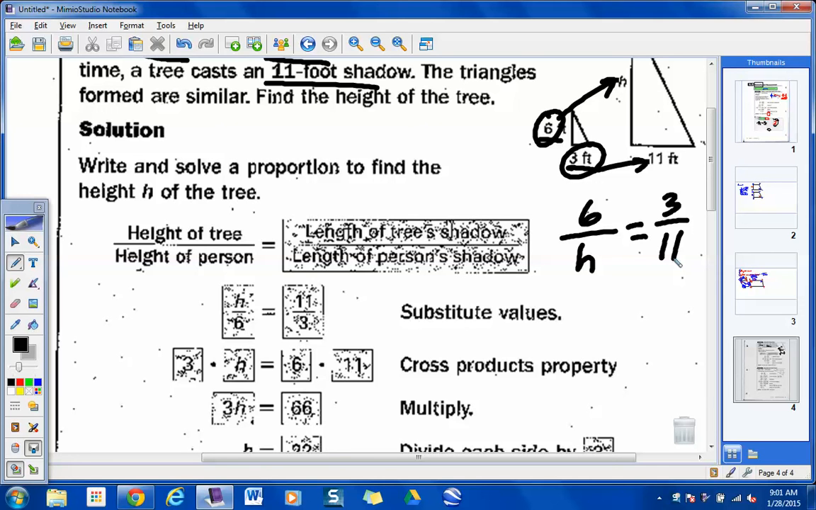By the way, if the shadow of the tree is bigger than the shadow of the person, what must be true about the height of the tree in relationship to the person? Bigger than 6 or smaller than 6? That'll be bigger. If you get something smaller than 6, you'll know that doesn't make any sense.